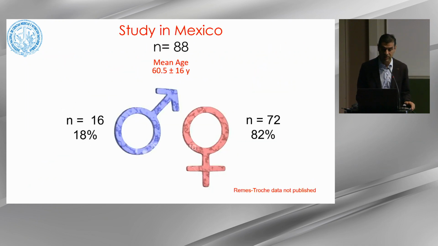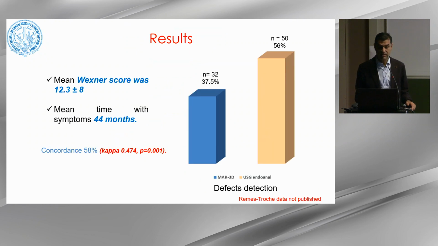In Mexico, Jose has done another study with 88 patients, mostly females. The rate of detection of anal sphincter defects with the anal ultrasound was close to 60%, while with the 3D it was around 37%. And the concordance between these two studies was 58%, with the kappa similar to what has been presented in the other studies.